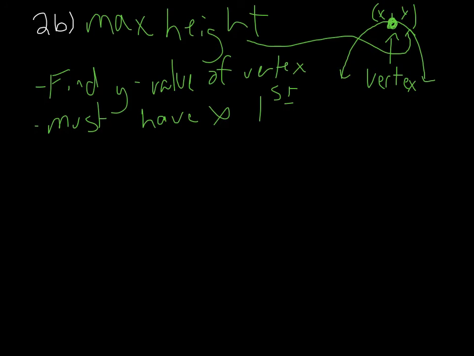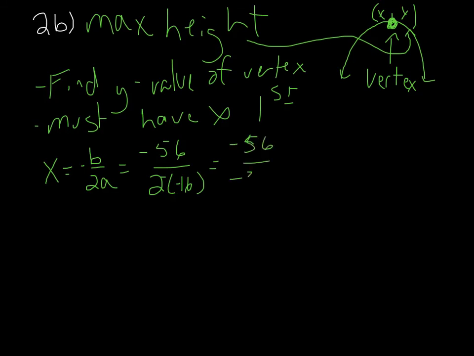Oh, wait a minute. I think I remember a handy-dandy little formula that helps me find x values of the vertex. That's right. It's opposite b over 2a. Well, the opposite of 56 is negative 56. This is the opposite of b. I'm getting this from the last screen. Over 2 times a, and a was negative 16. So that's negative 56 over negative 32, which becomes 7/4, or 1.75.